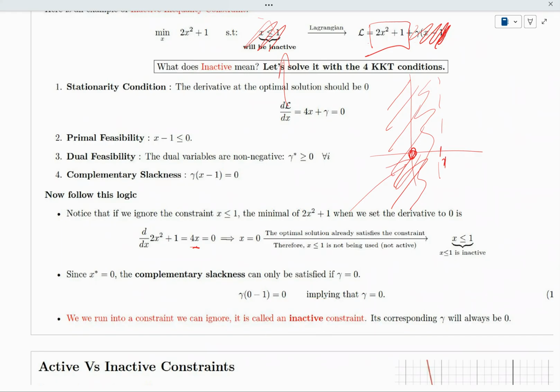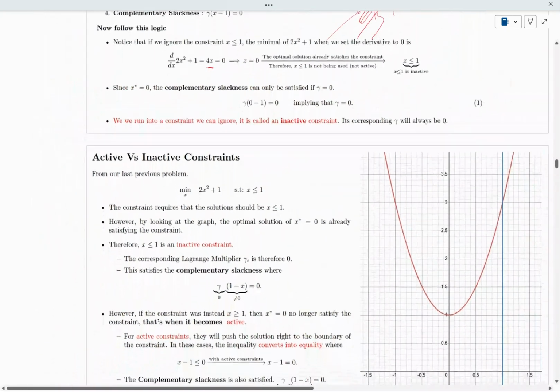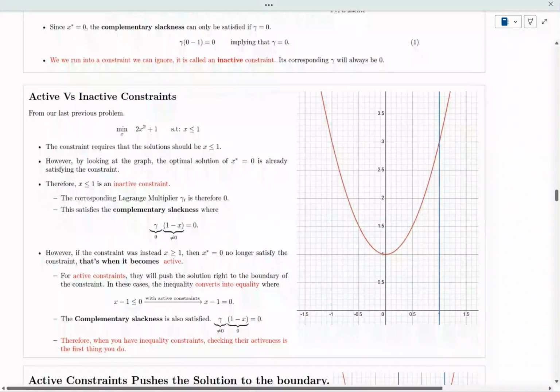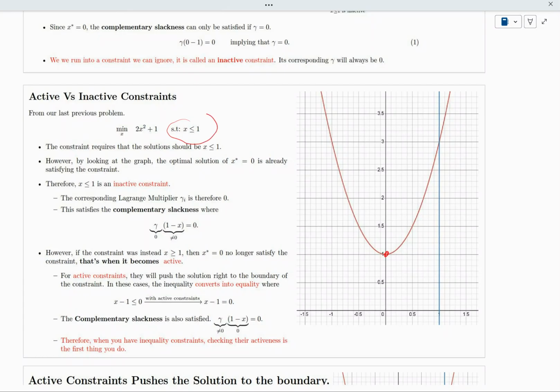However, other times it will be active, right? So in this previous example, this is the function. We can see the solution is equal to 0. So if our constraint is x less than 1, it's saying that the solution has to be somewhere in here. And it turns out that solution is 0, therefore everything's great.